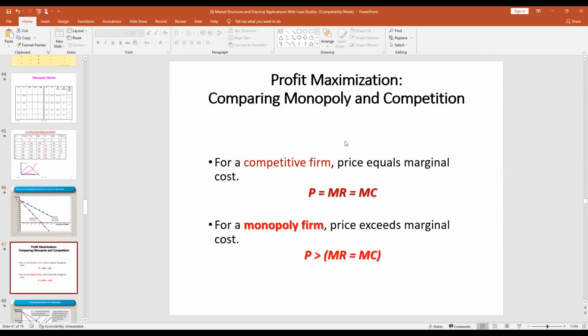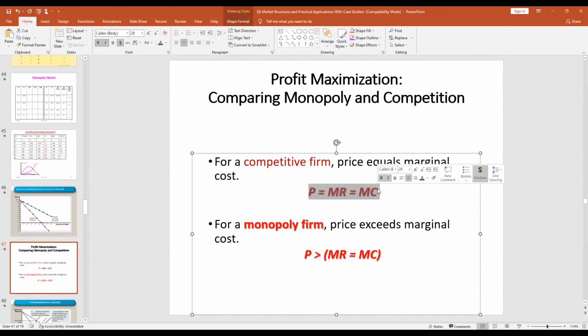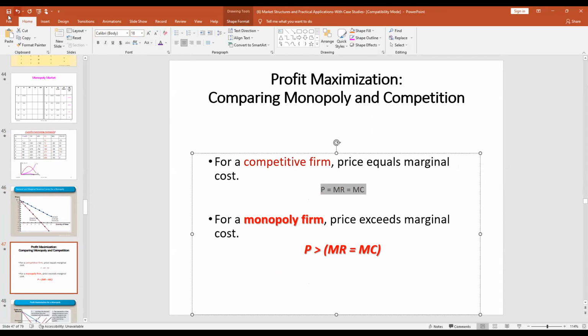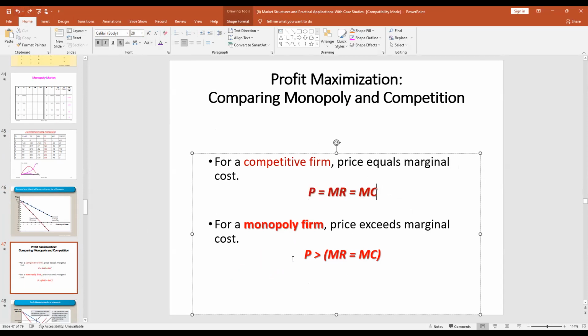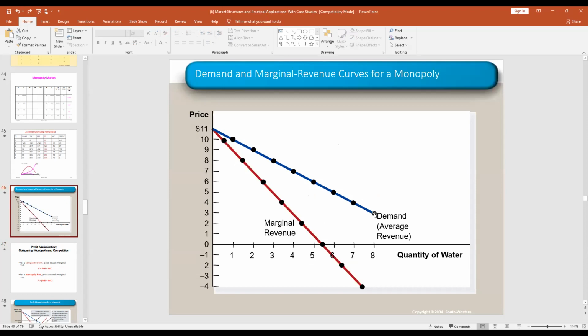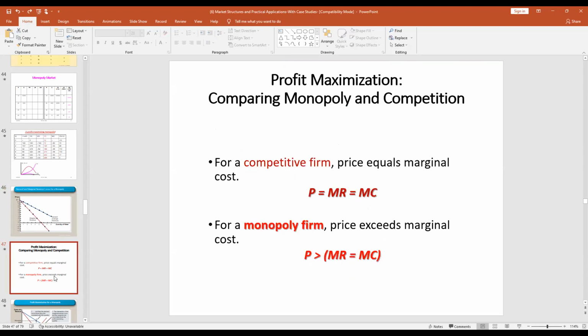Then we can calculate profit maximization like this. Every time, profit maximizes where MC equals MR. If a monopoly firm's price exceeds the marginal cost, look, price is not equal to marginal cost, because you can see that price is here and marginal cost is different.